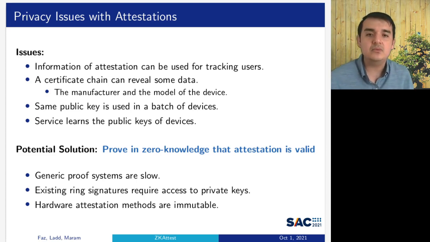In this setting, we evaluated the existing options in the literature, for example, using generic proof systems. However, they are difficult to use and are in general slow. Also, existing ring signatures require access to private keys, which is one of the main barriers to meeting our goal. It is unlikely that attestation methods will change, as that would require modifying hardware. So, for this reason, we present a concrete solution to this problem.